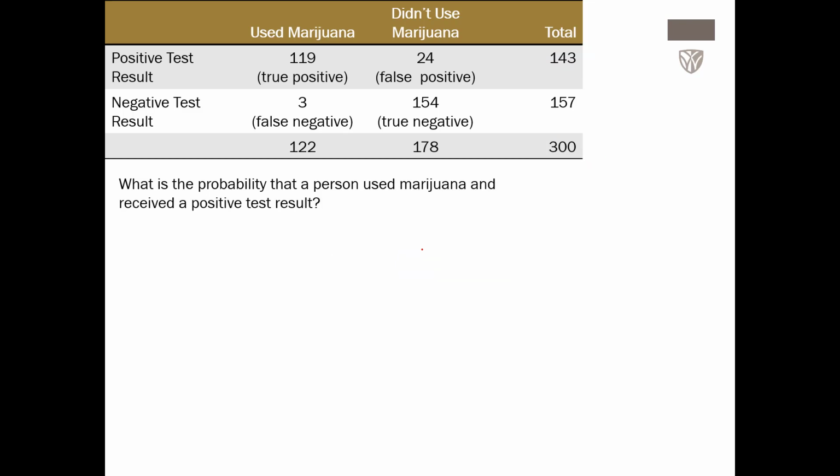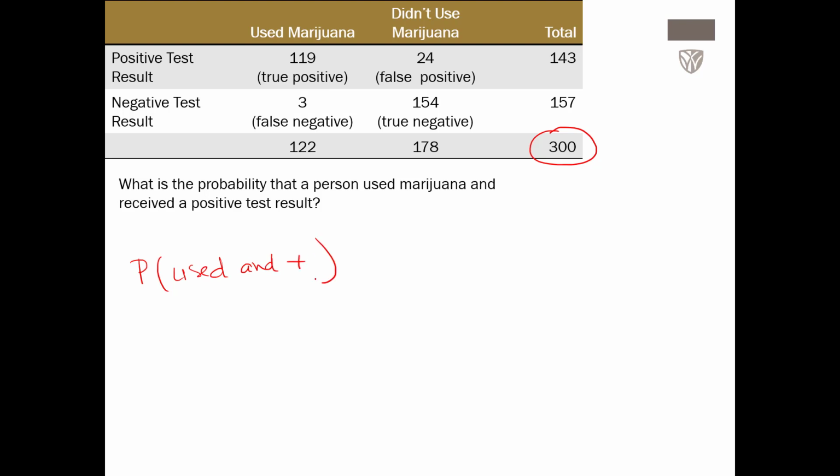Now let's change things up a little bit. Suppose that we randomly selected an individual who was tested in this particular organization. What's the probability that that person used marijuana and they received a positive test result? Again, we're asking out of the entire sample, so our denominator is going to be 300. What's the likelihood that that individual both used the drug and received a positive test result?